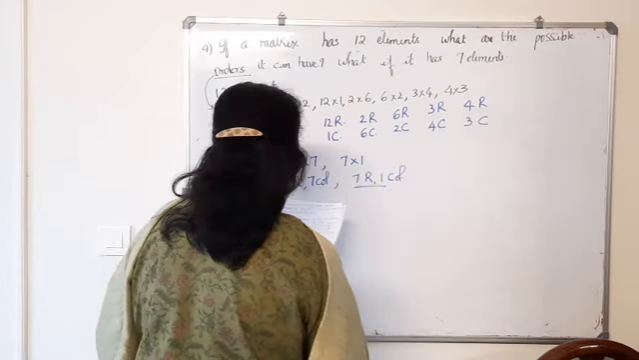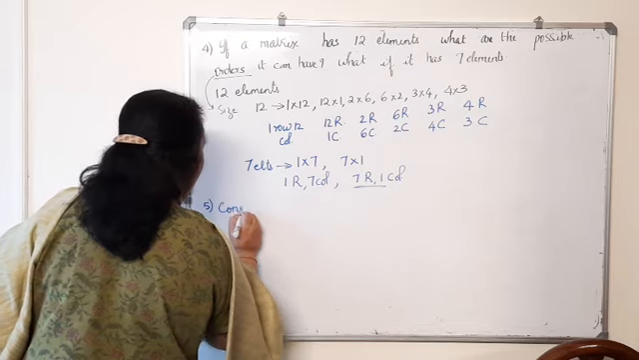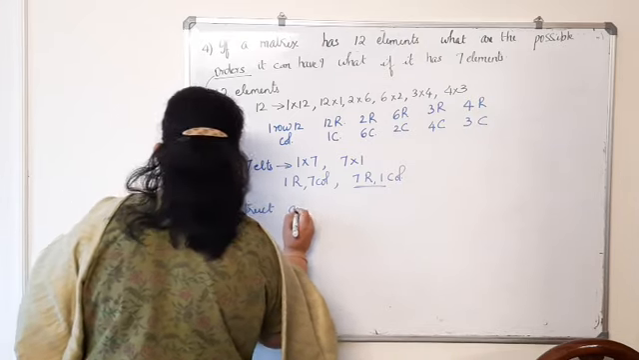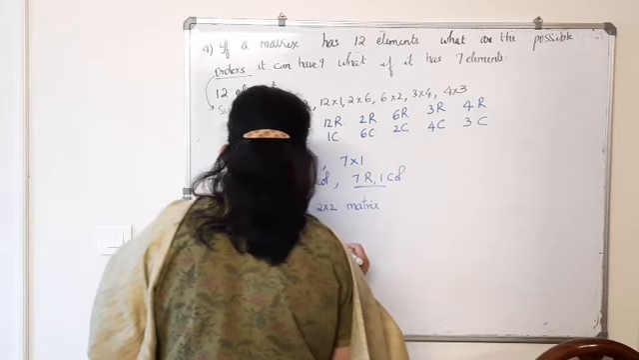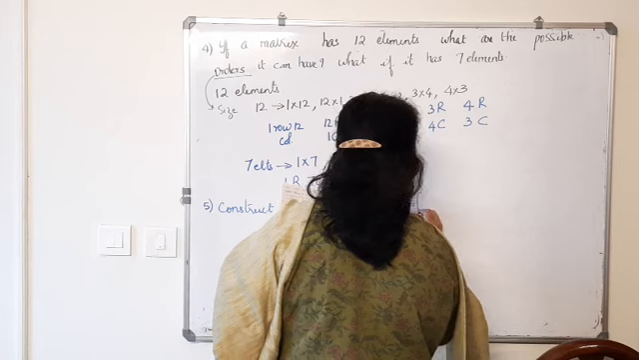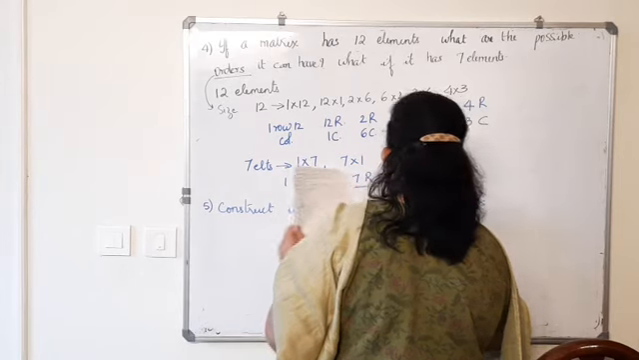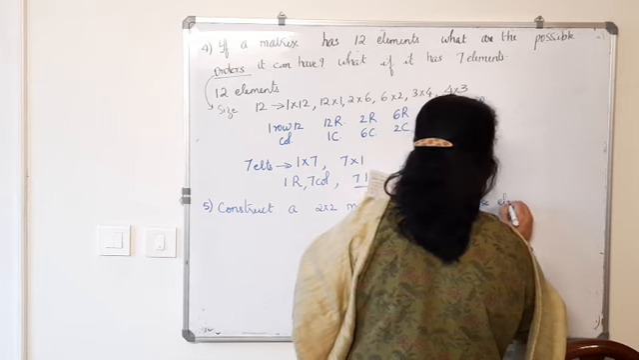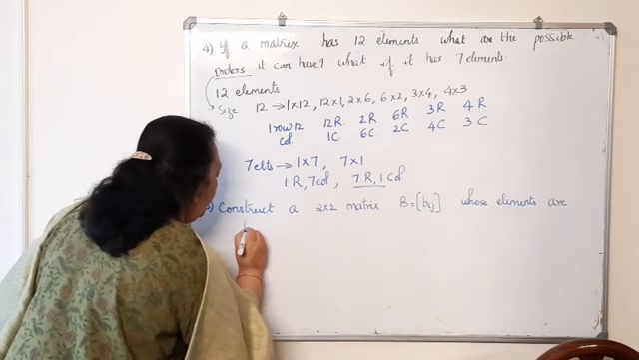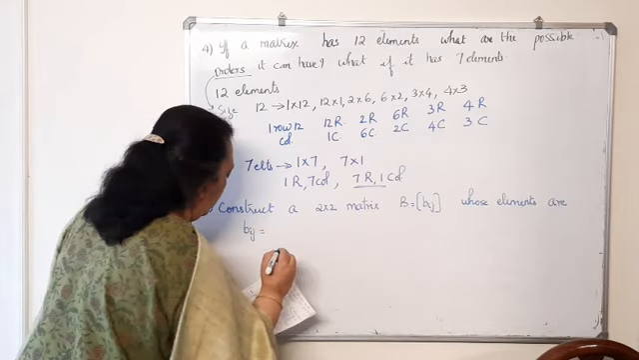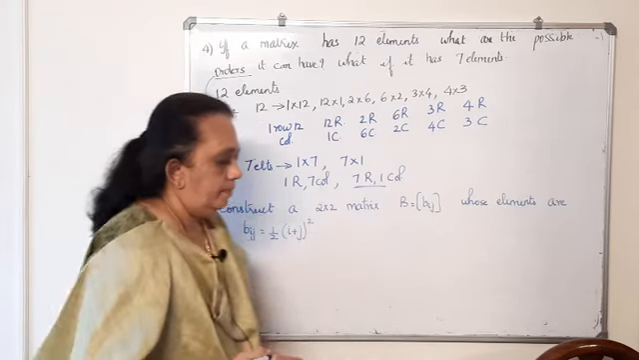Next one. Construct a 2 by 2 matrix B is equal to Bij, whose elements are Bij is equal to 1 by 2 into (i plus j) the whole squared.